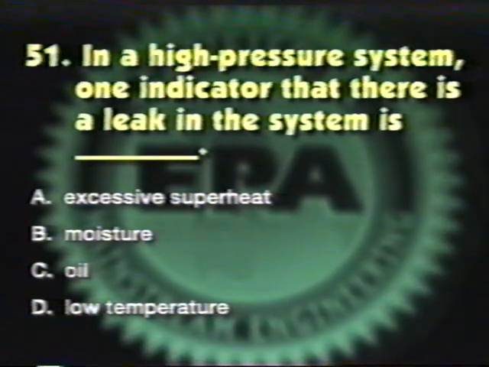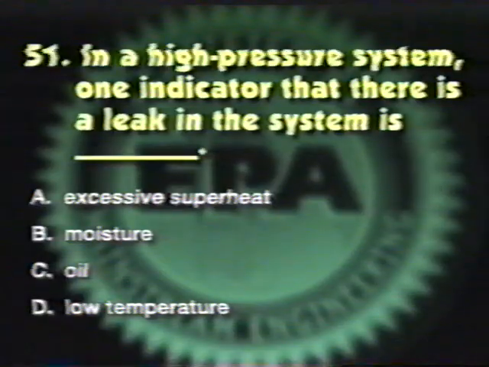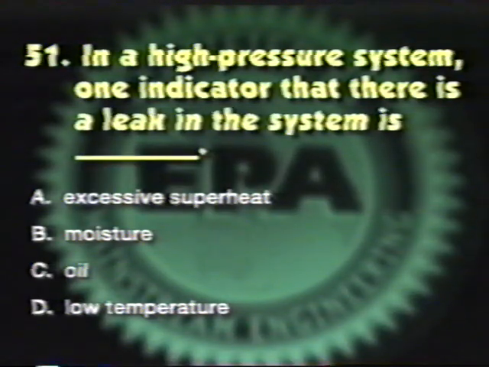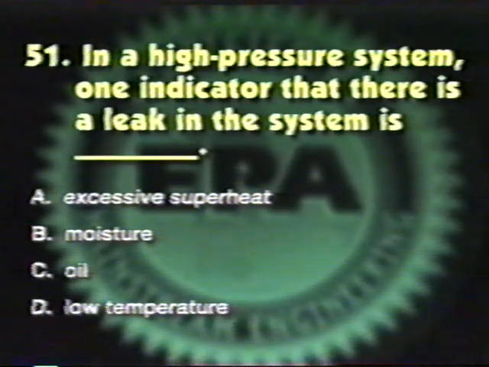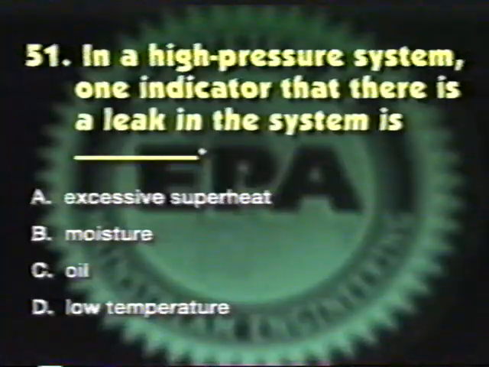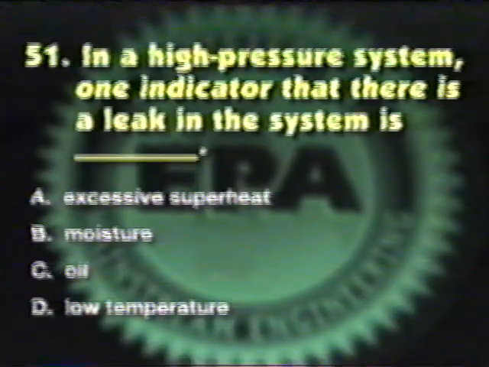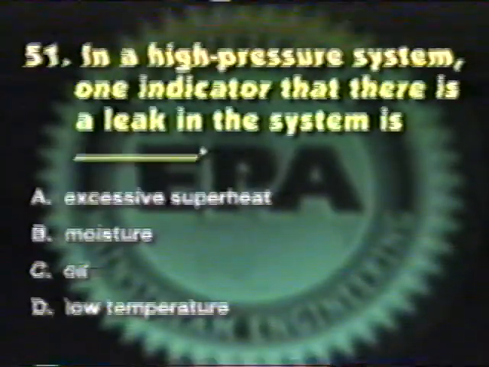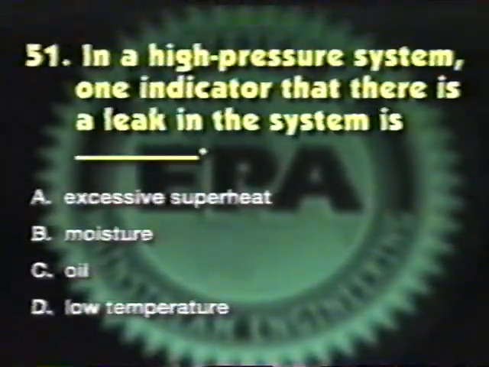In a high-pressure system, one indicator that there is a leak in the system is: A. Excessive superheat. B. Moisture. C. Oil. D. Low temperature.